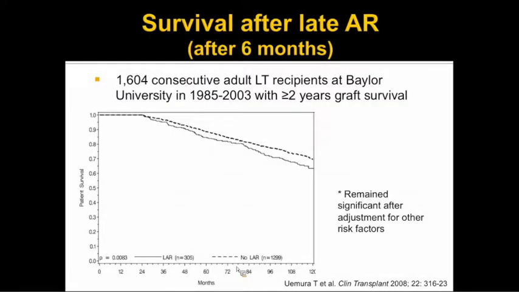Now, in terms of late rejection, this is where there's stronger data and fairly consistent data. So this is a study coming from Baylor University, again in Dallas. I showed you some of the risk factor data from this study earlier. And here you can see in the survival curves that for patients who had an episode of late acute rejection, which is the solid line, their survival was worse. And this remains significant even after adjustment for other survival risk factors. I'm showing you here the graph that's for patient survival, but differences were also there when you looked at graft survival alone.